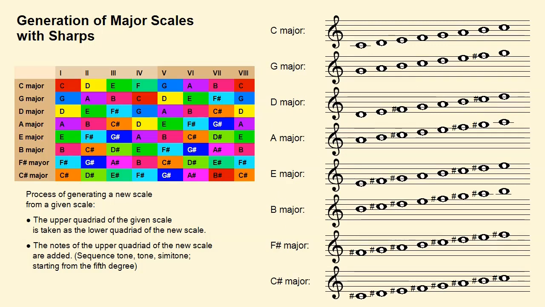Having concluded the process of generating major scales with sharps, the importance of the concepts of lower quadriad and upper quadriad in major scales becomes clear. The reflection that the C major scale began the process described is also valid, and that in this sense it could be considered the mother of the 7 scales with sharps. One more reason why this scale occupies an outstanding place in music theory.